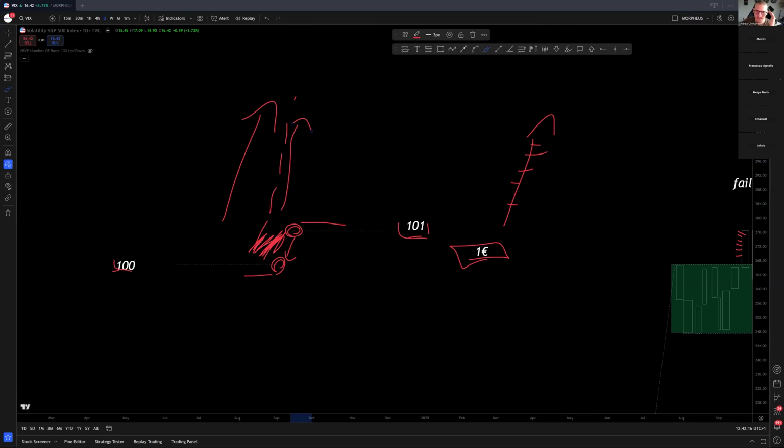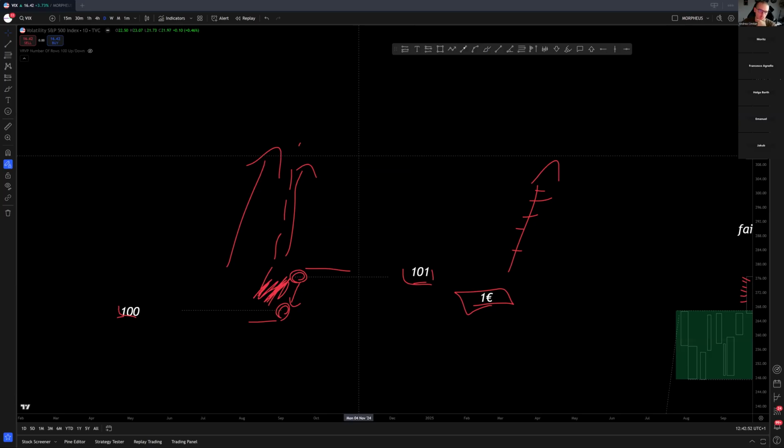When is the moment where markets are moving at the fastest? This is a question for you guys. After news releases, correct. And guess what happens during news releases?